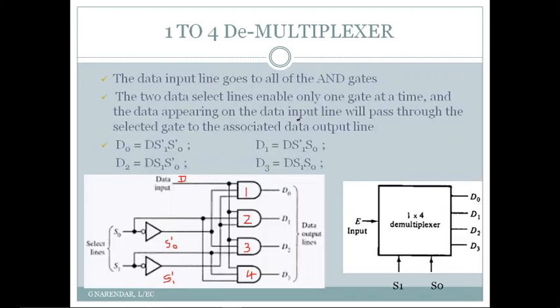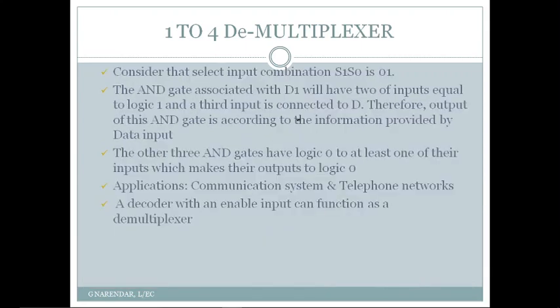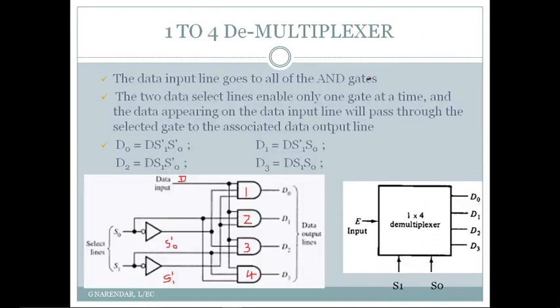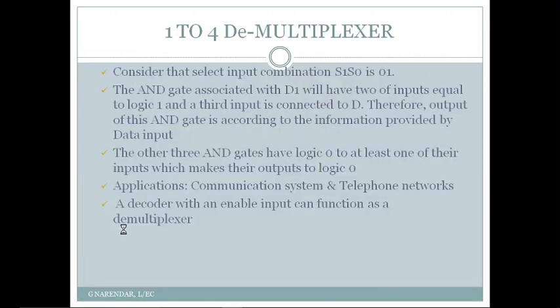And now we'll look at how we verify whether the selection of the particular output line is done properly or not by applying a particular set of the selection inputs. So we'll assume that the select input combination S1 S0 is 0 1. So assume that S1 equals 0 and S0 equals 1. We'll assume this particular combination.